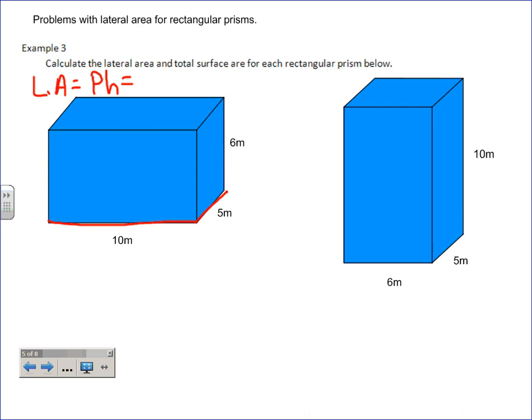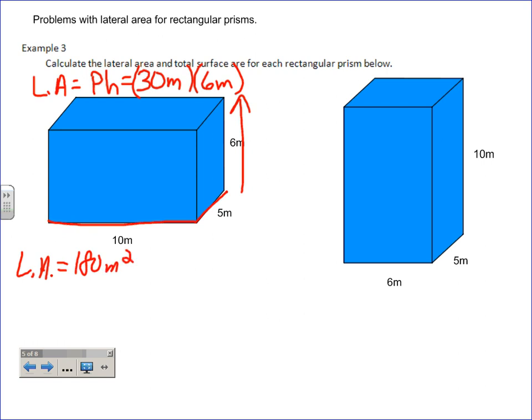10, and if there's 5 on the right, there's 5 on the left. So what is the perimeter of this particular rectangle that is the base here? 30, because it's 10 and 5 is 15, so there's another 15. So 30 is the perimeter, and that would be meters. Times the height. Well, if we're talking about height, how much does it go up? So then it is 6 meters. And so when you multiply that for this one, lateral area ends up being 180 square meters.